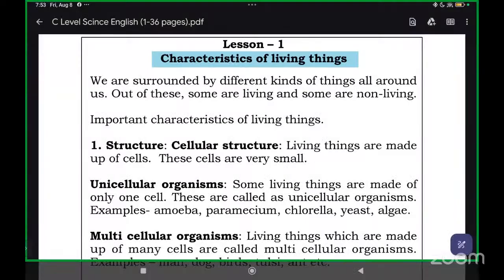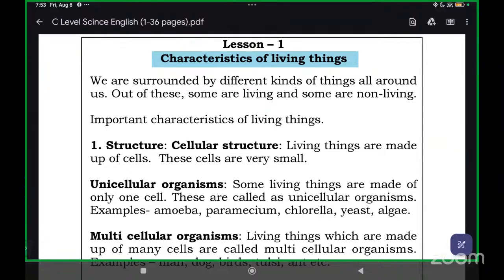First lesson is characteristics of living things. We are surrounded by different kinds of things all around us. Out of these, some are living and some are non-living. Living things include all the things that have life, such as humans, plants, birds, microorganisms. Whereas non-living things are those things which do not have life, such as water, soil, air.